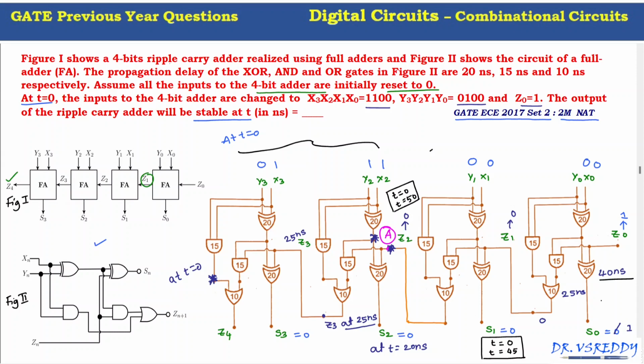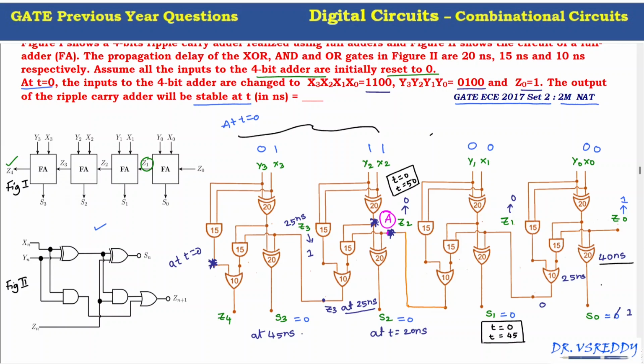So now this XOR required 20 nanosecond. So to get this S3, we required 45 nanosecond. So Z3 equal to 1 only at t equal to 25 nanosecond. At t equal to 45 nanosecond, S3 is 0. At t equal to 0 nanosecond also S3 is 0. Similarly, at t equal to 20 nanosecond, S2 is 0. At t equal to 0 nanosecond also S2 is 0. But to get this S0, we required 40 nanosecond.